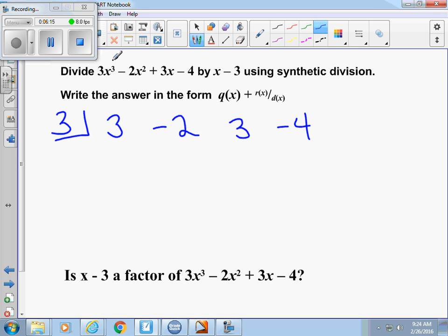I do want to make a mental note. You see this 3, 2, 1, none? What if one of them was missing? You have to put a 0 in. You cannot skip that step. It will make you get it wrong.